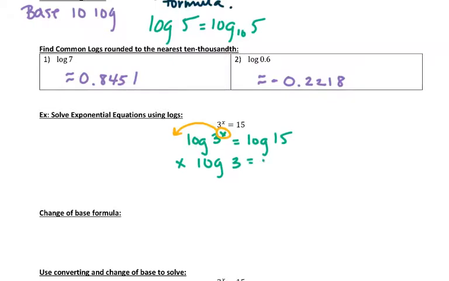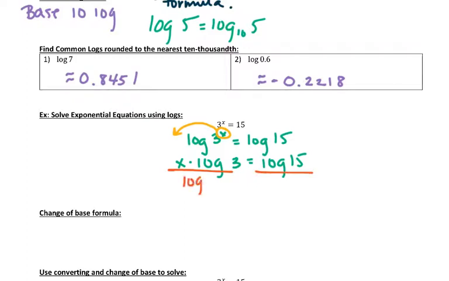Log of 3 is equal to log of 15. Now the reason why we did this is because since x was an exponent, you can now remove it from the exponent if it's within a logarithm, and you can bring it to multiply out front. So with that, x is almost alone, but it's being multiplied by log of 3.